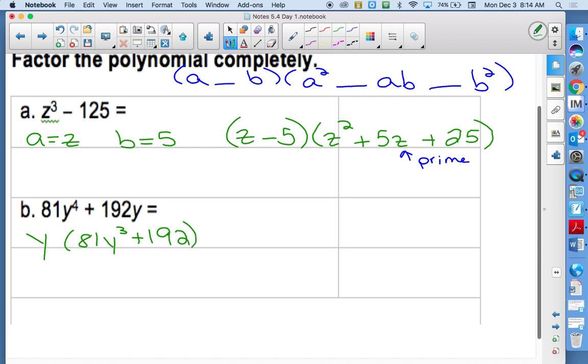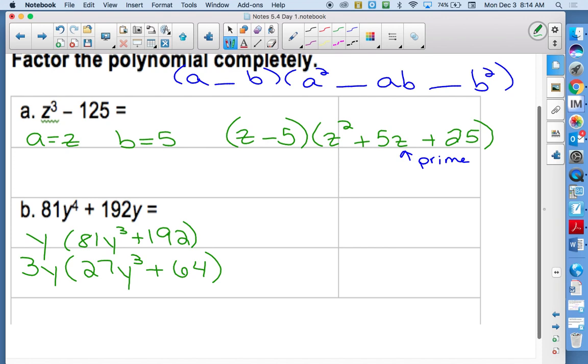What else in common? Odette. 3. Say it again. 3. A 3. So Odette said they also have a 3 in common. Odette, what happens if we pull a 3 out of 81? 27. And then a 3 out of 192 is 64. So they both have a y in common, but they also have a 3 in common that we can factor out.